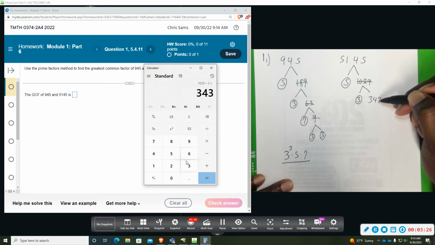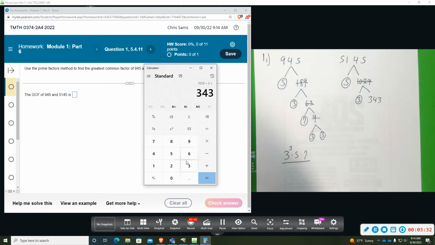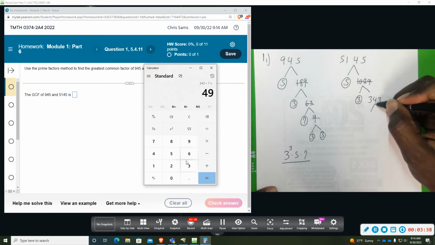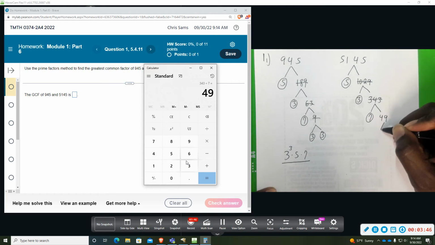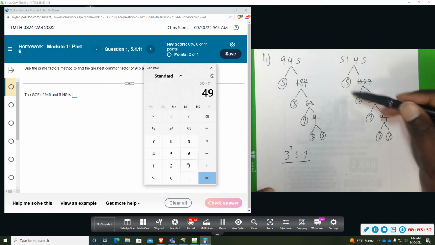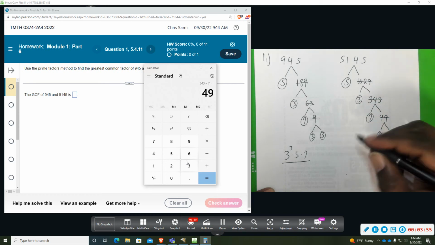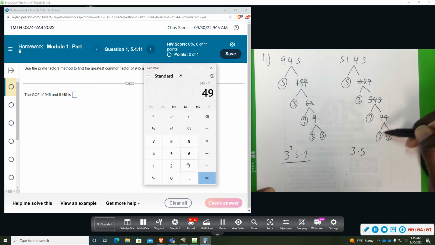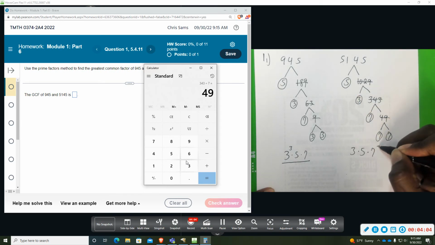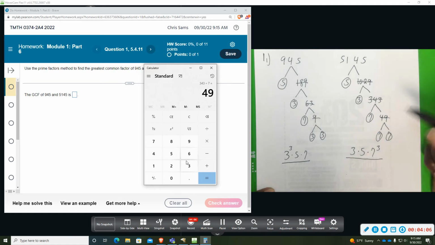And then I believe this number is divisible by 7. I want to say that's one I'm familiar with. So I'm going to divide that by 7. That's going to give us 49. And then 49 is 7 times 7. All right, so this prime factorization is 3 times 5, and then we have 1, 2, 3 sevens, so it's going to be 7 to the third. Okay, so that's that prime factorization.